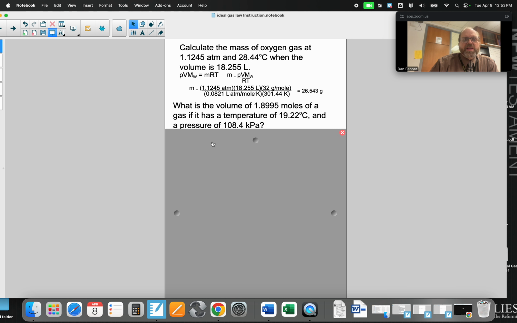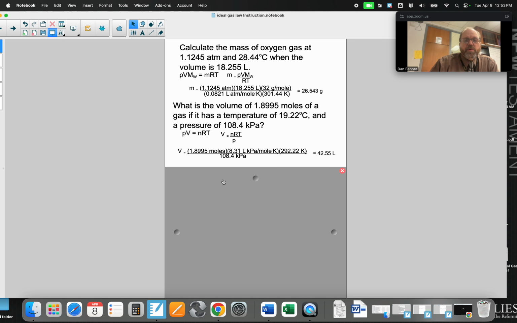For our second one here, we're going to use PV equals nRT, solving for V: V equals nRT over P. Put our values in, and we get 42.55 liters. Hopefully that wasn't too bad.